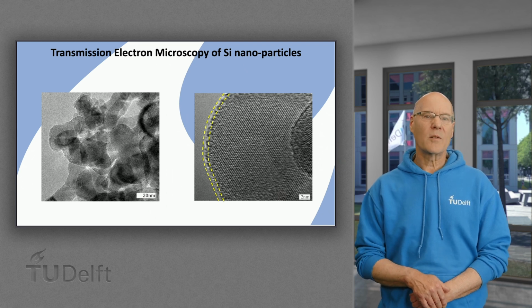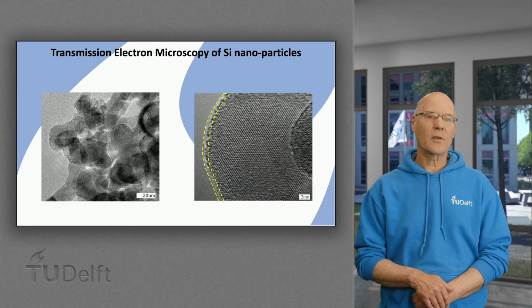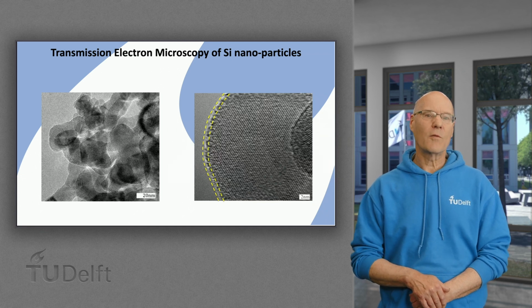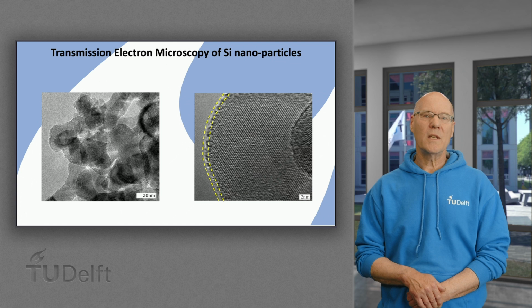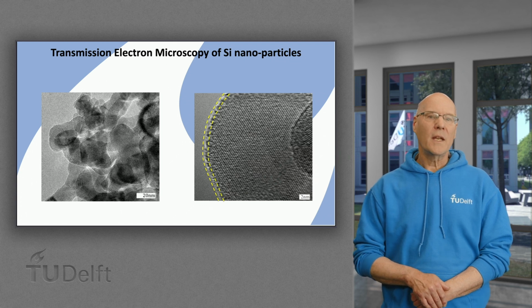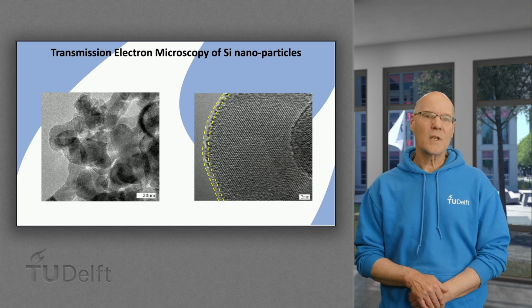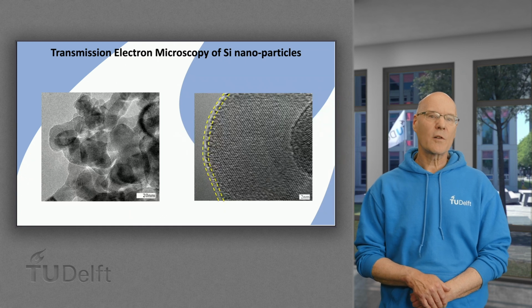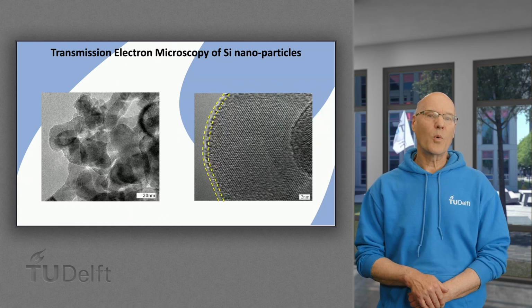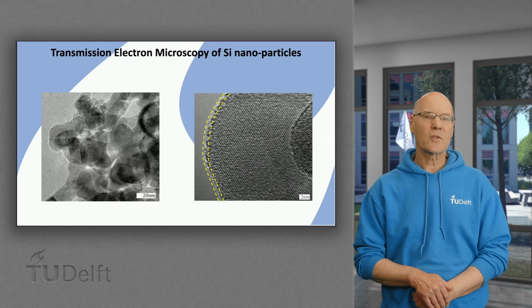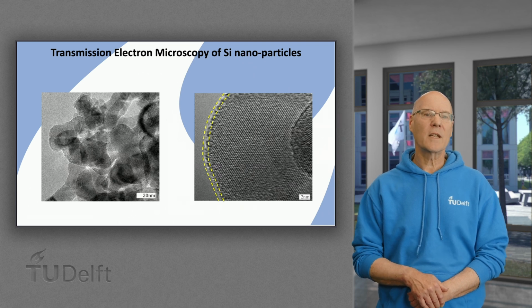TEM is an excellent method to analyze small particles, and even the atoms of a silicon particle can be seen with this method. It also allows us to see a difference between the bulk and surface. This is particularly important to analyze the actual surface structure and eventually composition.